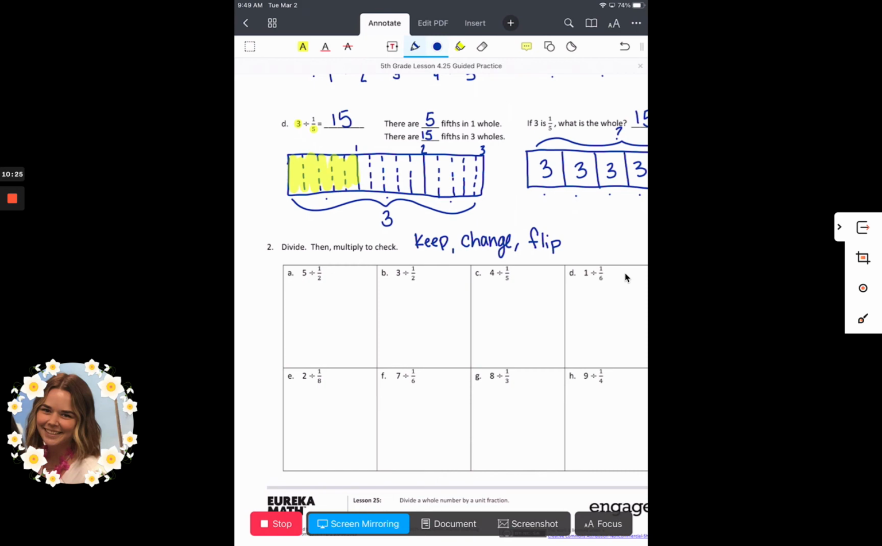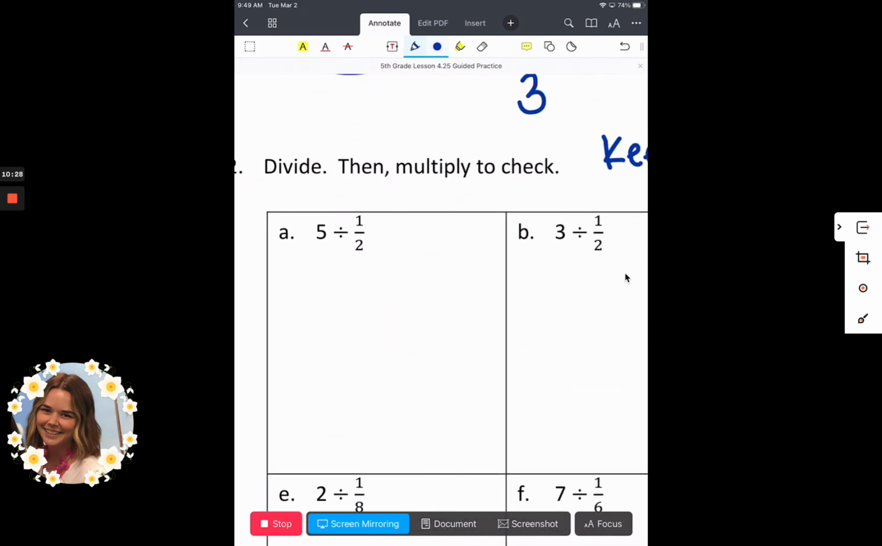So this is what I mean. If we look at 5 divided by 1/2, I'm going to keep 5. I'm going to change to multiplication, and then I'm going to flip my fraction. So the reciprocal of a number is just the flipped. So it's like it's standing on its head. So the reciprocal of 1/2 would be 2. Reciprocal of 2 would be 1/2. So then when we multiply 5 times 2, we get 10.